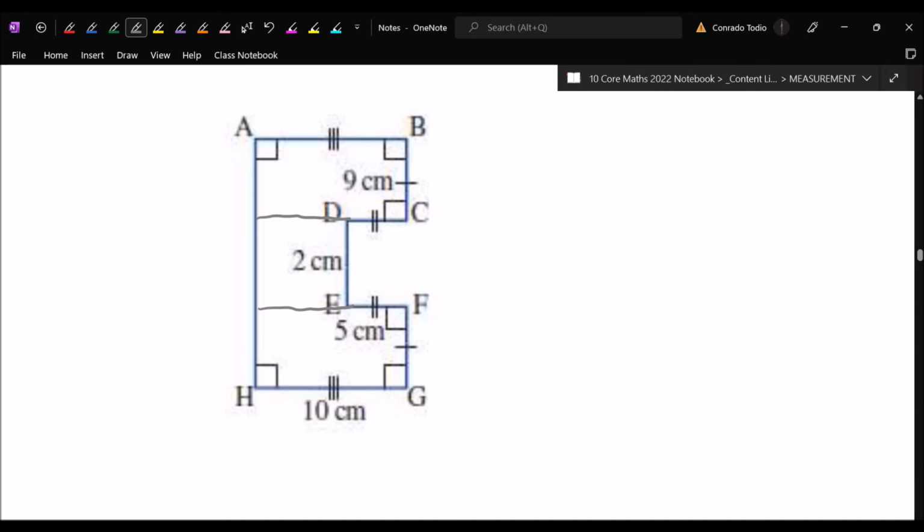Any other suggestions of what we could do? Any other suggestions? 2 squares and a rectangle. So you're saying that. Okay, that's definitely one way too. But there's a third way, an easier way. Anyone want to tell me? There's an easier way.